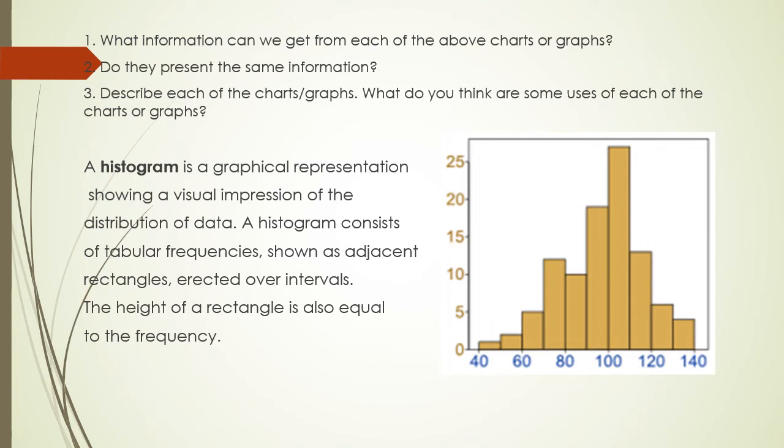A histogram is a graphical representation showing a visual impression of the distribution of data. A histogram consists of tabular frequencies, shown as adjacent rectangles erected over intervals. The height of a rectangle is also equal to the frequency.